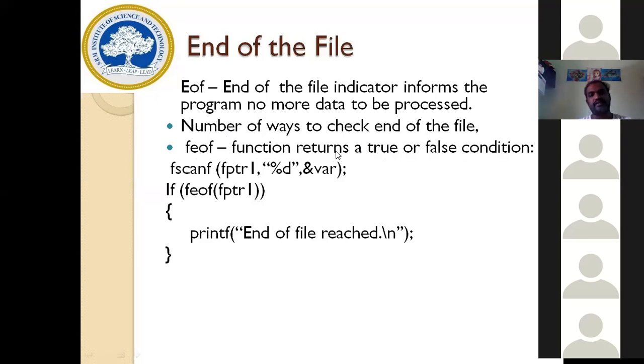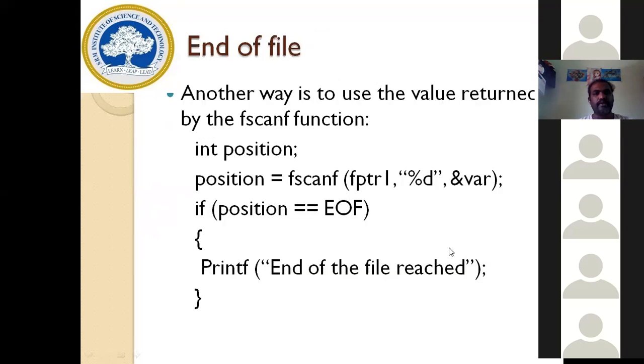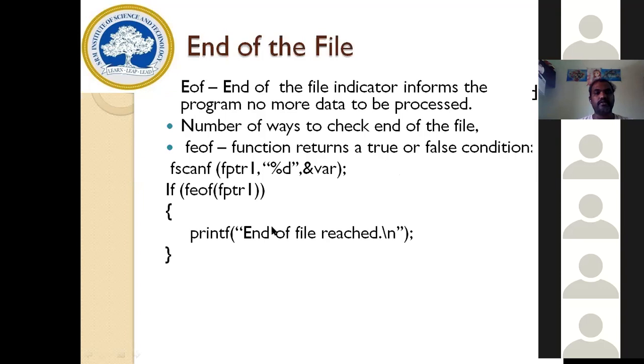So this function returns a true or false condition. Based on that you can understand whether the file has reached the end of the file or not. So again we are using if the position is equal to EOF, correct? Once again we are passing file pointer 1 as an argument to feof.